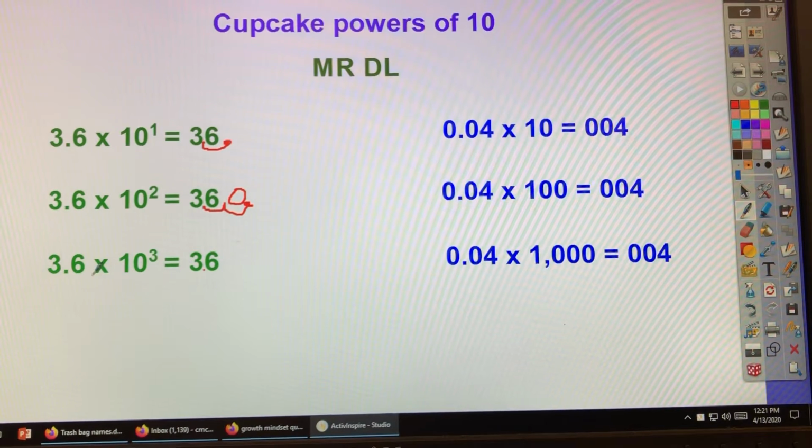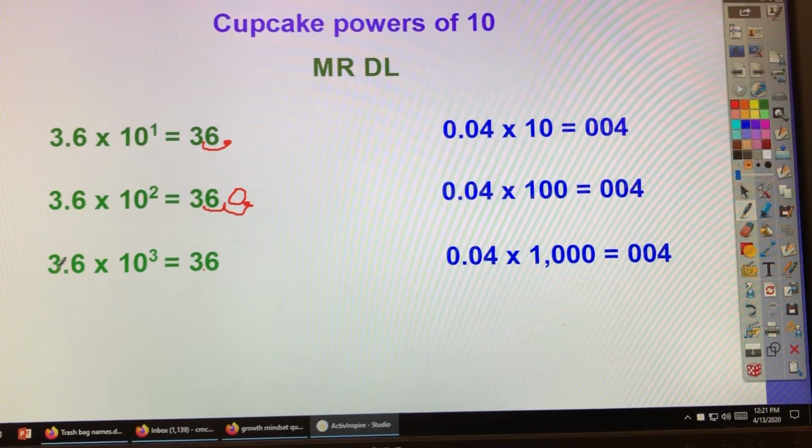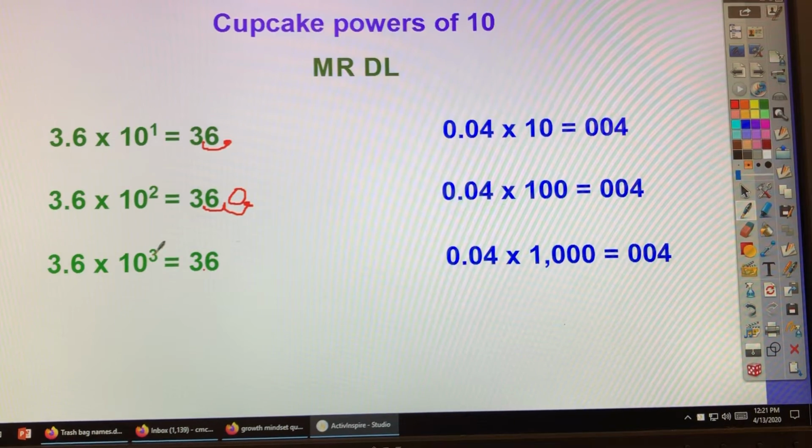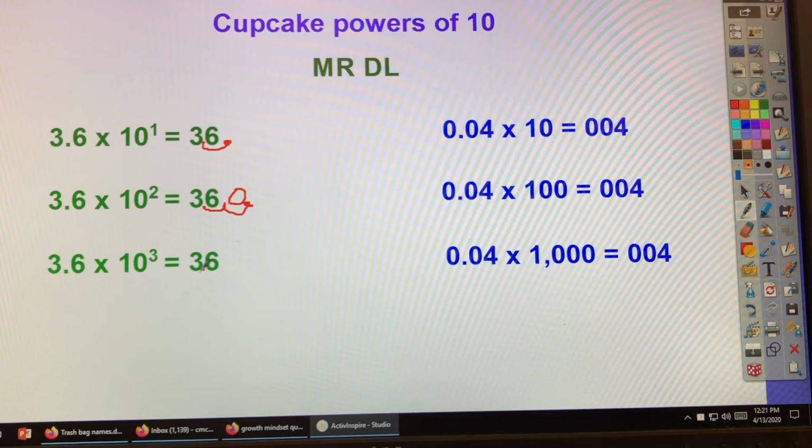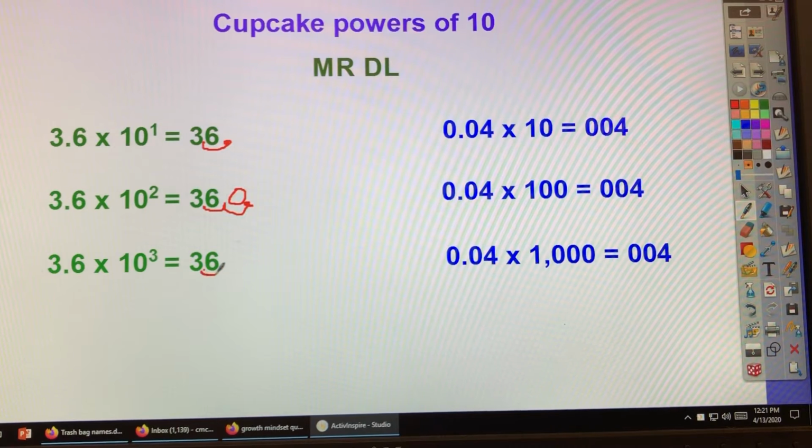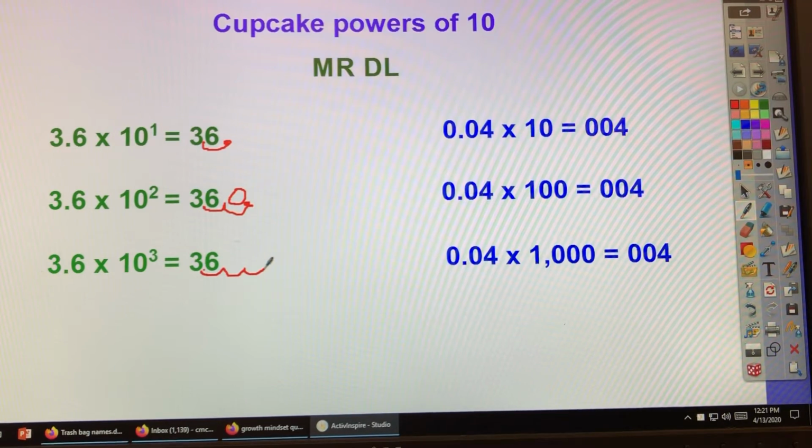All right, and the last one on this first problem, 3 and 6 tenths times 10 to the third power. 10 to the third power is the same as 10 times 10 times 10, which is 1,000. The number 1,000 has 3 zeros in it, just like the exponent says. So we're going to move the decimal point 3 spaces to the right. So it starts off between the 3 and the 6. We'll bump it 3 times. 1, 2, and 3. The decimal point is now here. Fill in the empty spots with zeros, and we have an answer of 3,600.